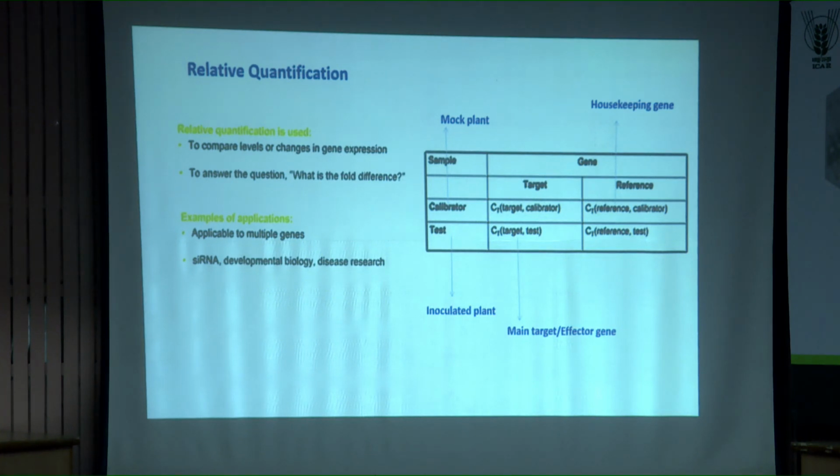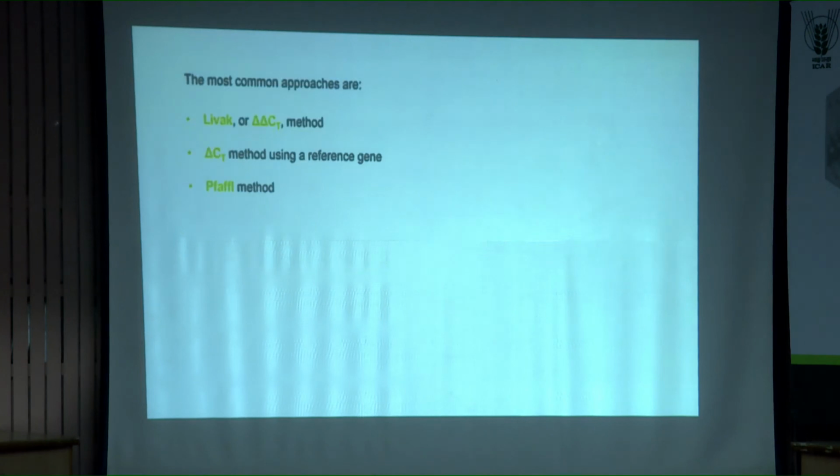Is it clear to all of you? This is a bit tricky. You need to design your experiment and you need to accommodate all these things there, right? There must be a calibrator in your experiment, and there must be, of course, the test condition and reference gene and also the target, okay?